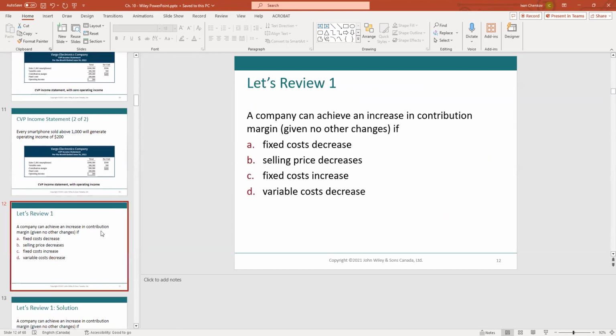Let's try, and tell me, what do you think about this? How can I increase the contribution margin if there are no other changes? The variable cost decreases.